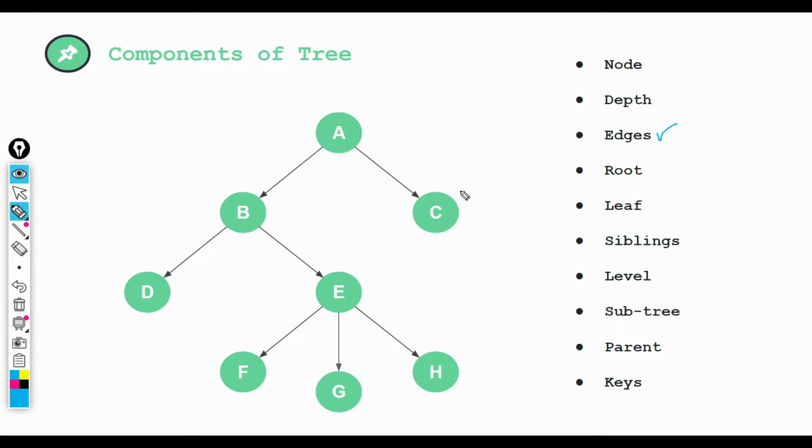Now the next component we have is edges. Connection links of any two nodes are known as edges. As we have node A and node B, these nodes are connected with the help of one reference link, which is known as an edge.